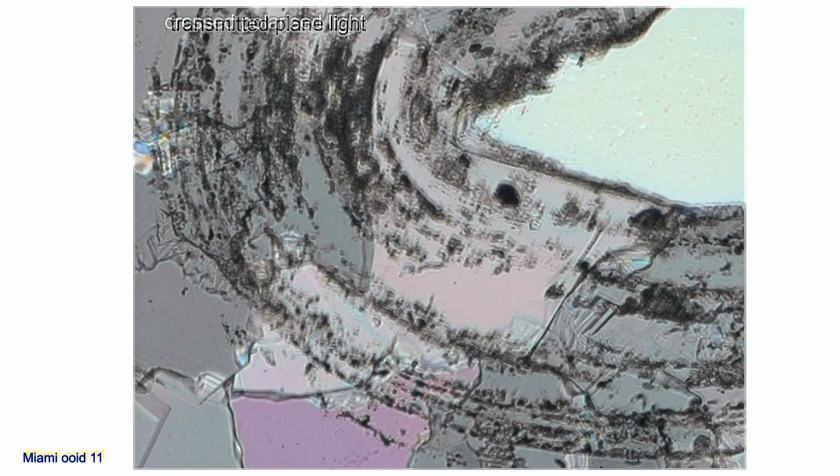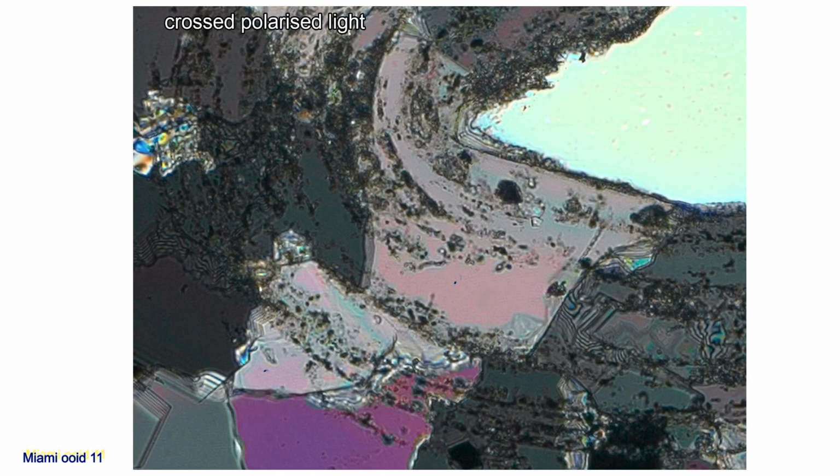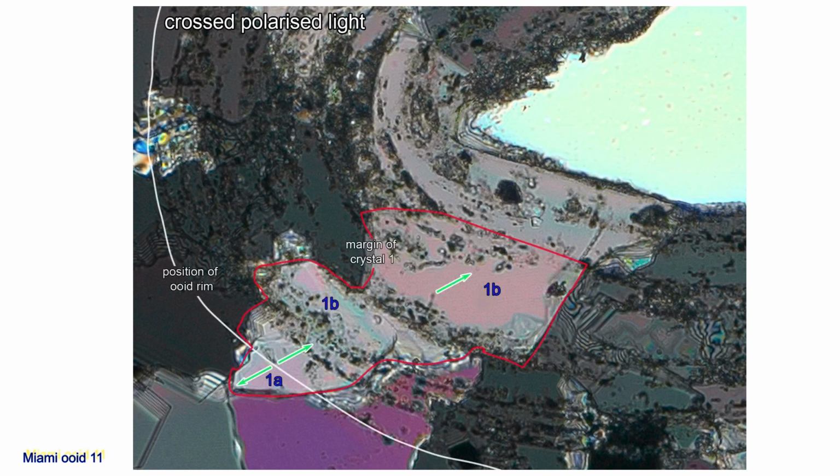The cross-polars image of the boxed area shows the extraordinary nature of the crystals that cross ooid 11's margin. One of these crystals, with pink birefringence outlined in red, is made of two parts, 1A and 1B, that grew at different times and in opposite directions.